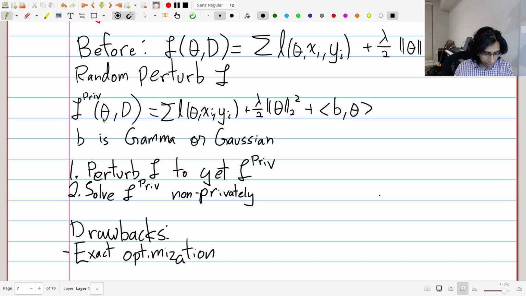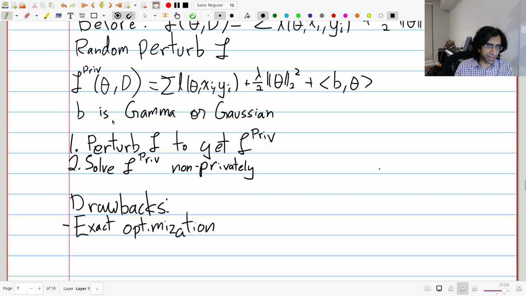Now, there's many, many reasons why we are never going to, okay, maybe not that many, but there's at least two reasons I can think of why we're not going to be able to find an exact optimum. Let me tell you those two reasons. The first one is numerical precision.